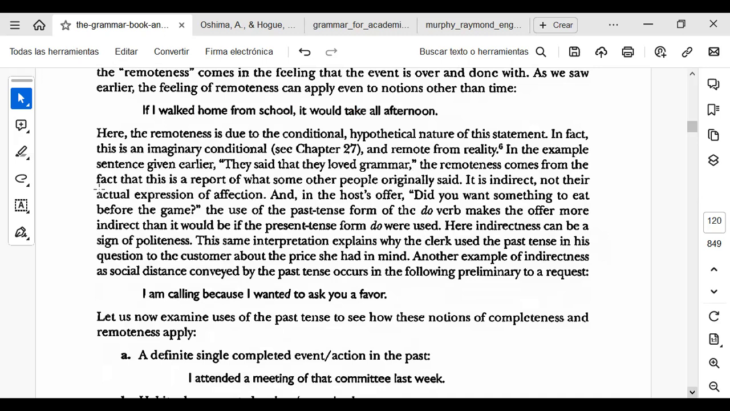In the example sentence given earlier, they say that they loved grammar. The remoteness comes from the fact that this is a report that some other people originally said. It's indirect, not the actual expression of affection. And in this case of an offer, "Did you want something to eat before the game?", the use of the past tense of the verb do makes the offer more indirect than it would be if the present tense form of do were used. Okay.